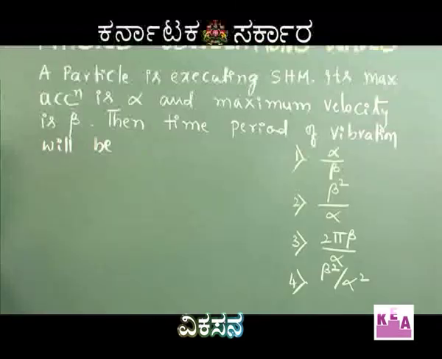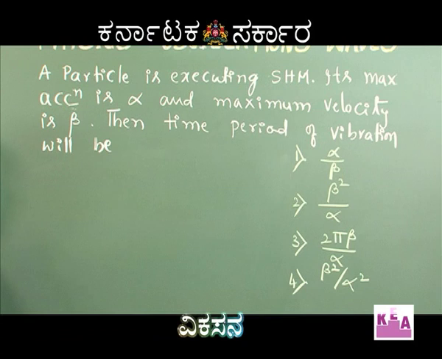Dear students, the next problem is: the particle executing SHM, its maximum acceleration is alpha and maximum velocity is beta, then time period of vibration will be. There are 4 options. Number 1 alpha by beta, number 2 beta square by alpha, number 3 2 pi beta by alpha, number 4 beta square divided by alpha square.